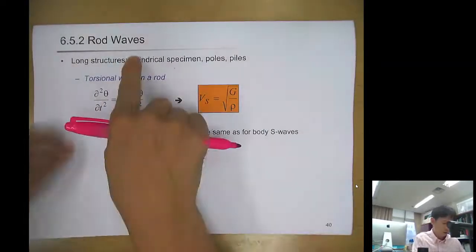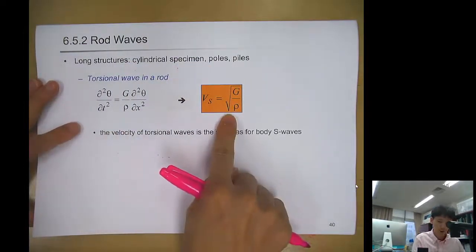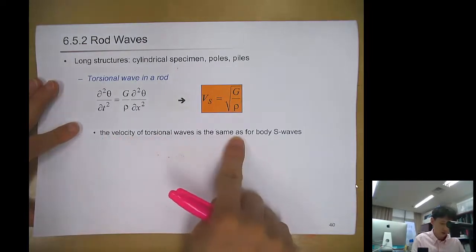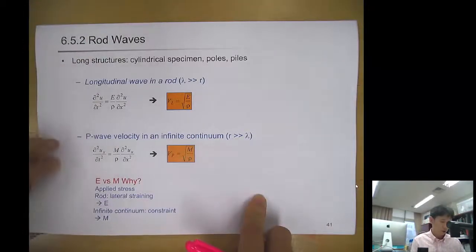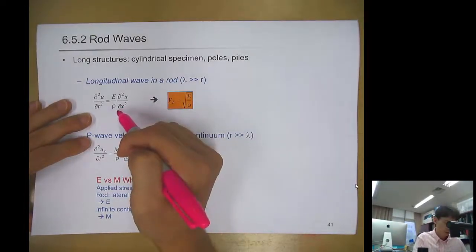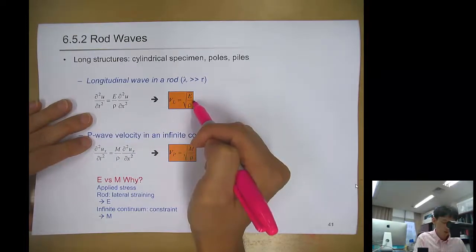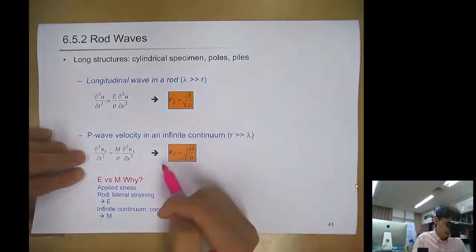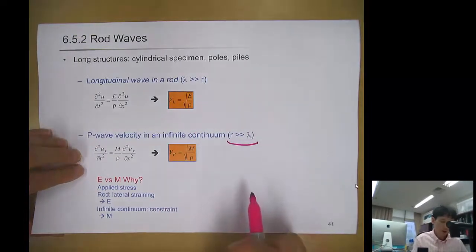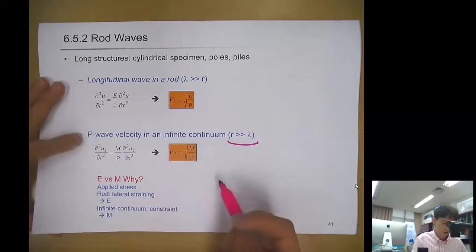And the other one is the rod wave, in a long cylindrical specimen, the torsional wave. If it's torsional, then it's the same as the shear wave. The velocity of the torsional wave is the same as the body S wave. If it's a longitudinal wave, then because it causes lateral deformation, the longitudinal wave is correlated to E, the Young's modulus. And if the wavelength is much smaller than the radius of the specimen, then it will correlate to the P wave.